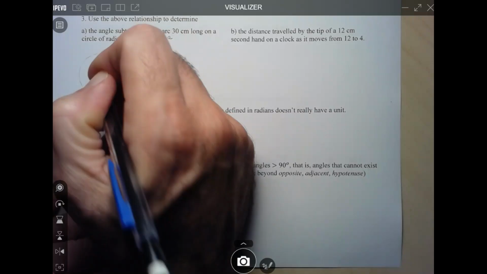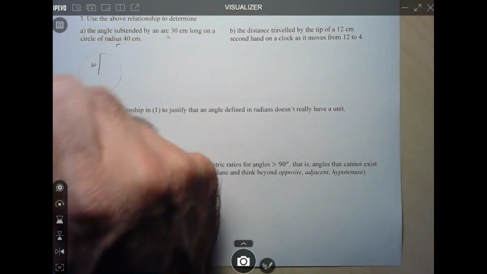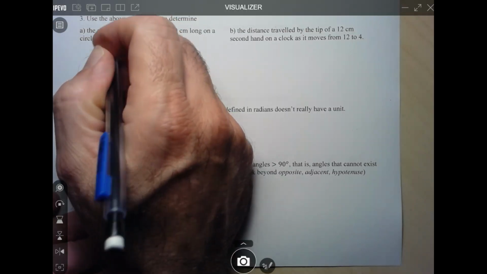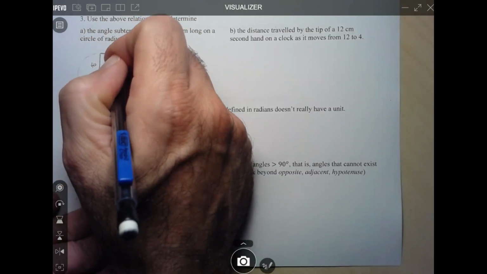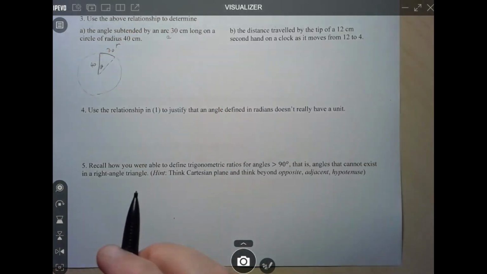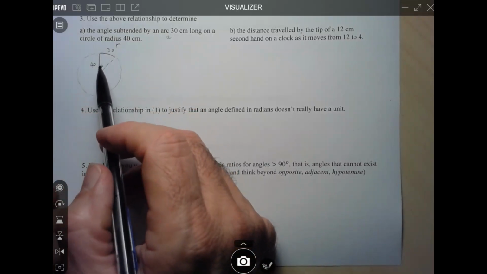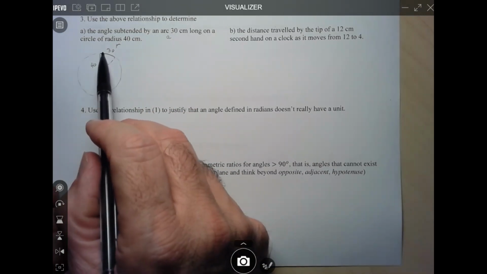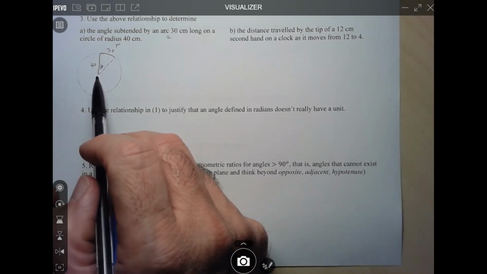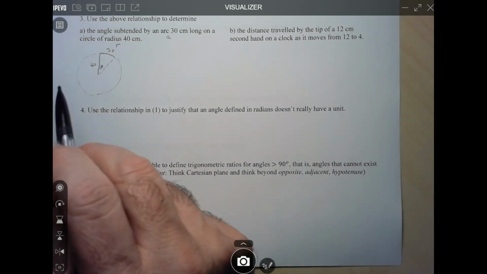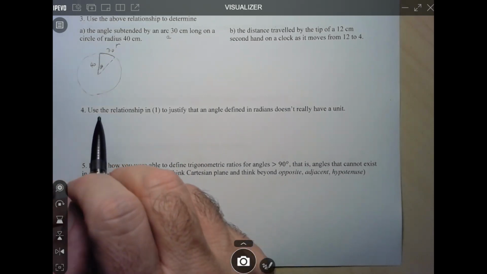Okay, we have the radius of 40. And so here you're looking at an arc length of 30, and they want to know what's the angle that's produced by this. Just by looking at that, I can see that this is going to be less than 1 radian, because this arc length is less than the radius, and I know an arc length of 40, the same as the radius, would give me 1 radian.